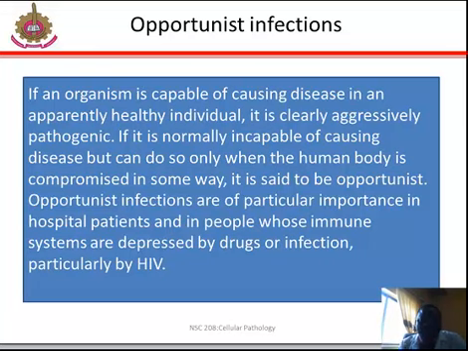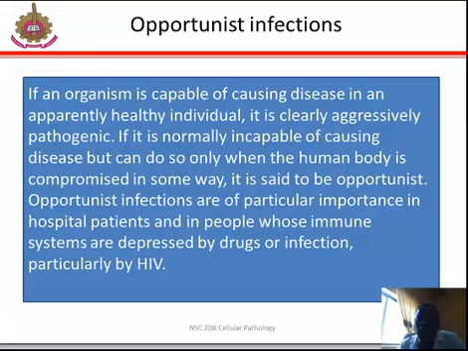If an organism is capable of causing disease in an apparently healthy individual, it is clearly aggressively pathogenic. If it is normally incapable of causing disease, but can do so only when the human body is compromised in some way, that organism is said to be opportunist. And this infection is of particular importance in hospital patients and people whose immune systems are compromised by drugs or infection, particularly by HIV.